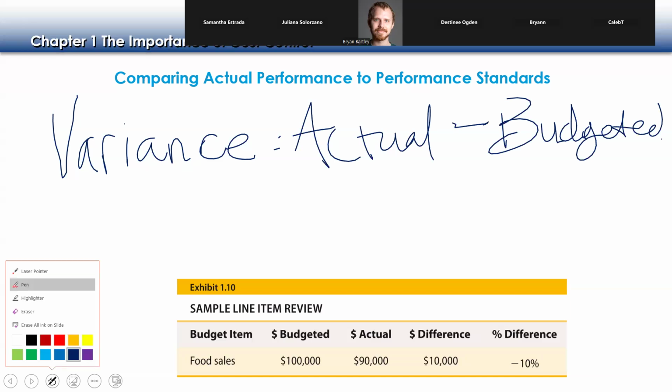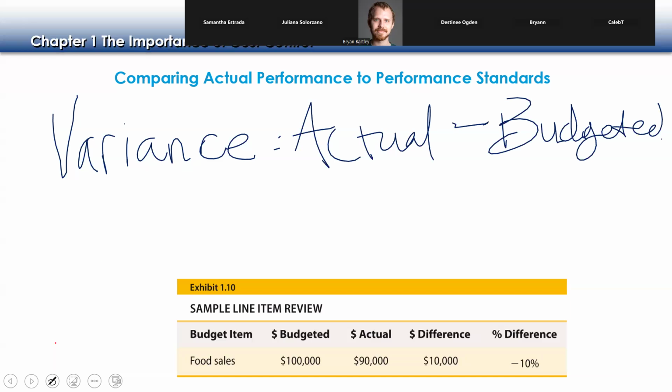This is really key. Just like in profit and loss, the sales has to go first. For the variance, the actual has to go first. And I always remember it alphabetically, right? A minus B, actual minus budgeted, is how I memorize that.